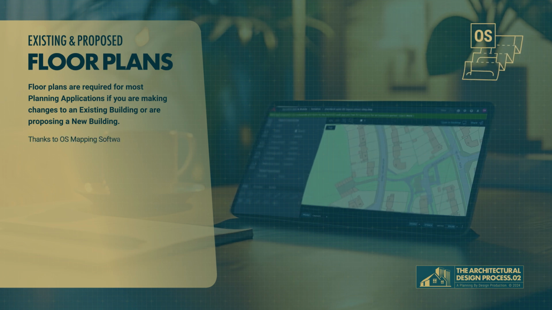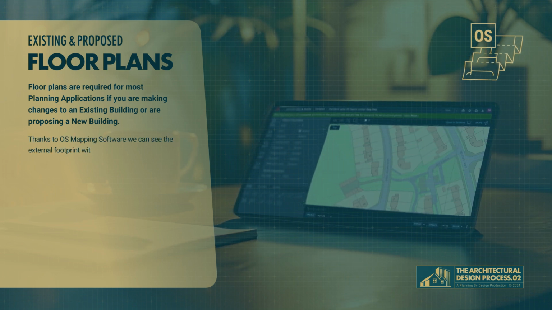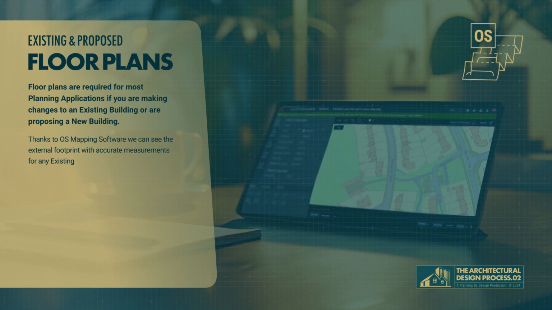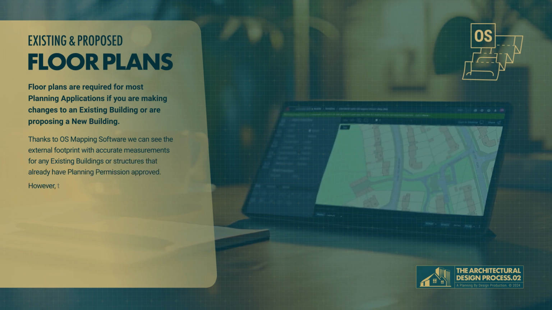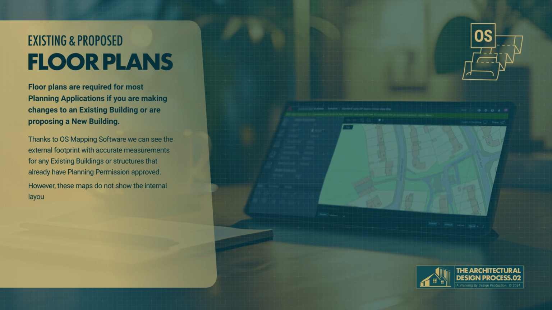Thanks to OS mapping software, we can see the external footprint with accurate measurements for any existing buildings or structures that already have planning permission approved. However, these maps do not show the internal layout of the rooms.